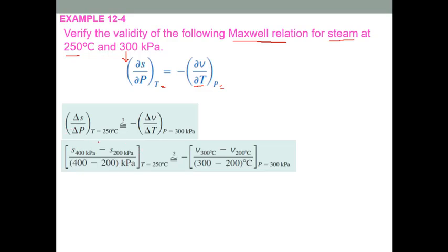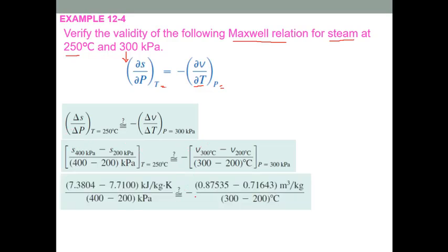If we put in the values of the entropy and specific volume and simplify, we'll get these two values. You can see on the left hand side we got minus 0.00165, whereas on the right hand side we got minus 0.00159. So for the 3 digits, let's say 0.001, the values are accurate. There is a slight difference, and that's because of the approximation we have adopted. Instead of 250 degrees C, we have selected the closest points, 300 and 200 degrees C.